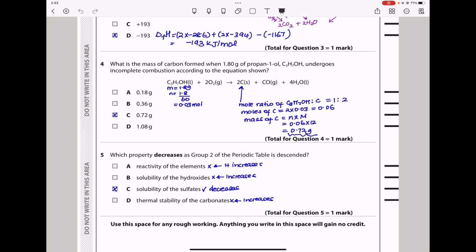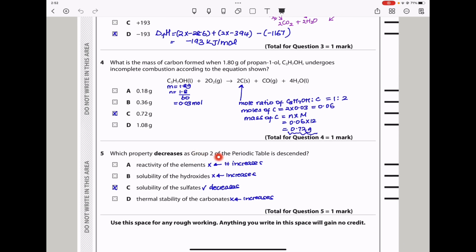In question 5, which property decreases as group 2 of the periodic table is descended? So reactivity of elements, no, reactivity increases. Solubility of hydroxides increases, solubility of sulfates decreases, thermostability increases, so the possible answer is going to be C.